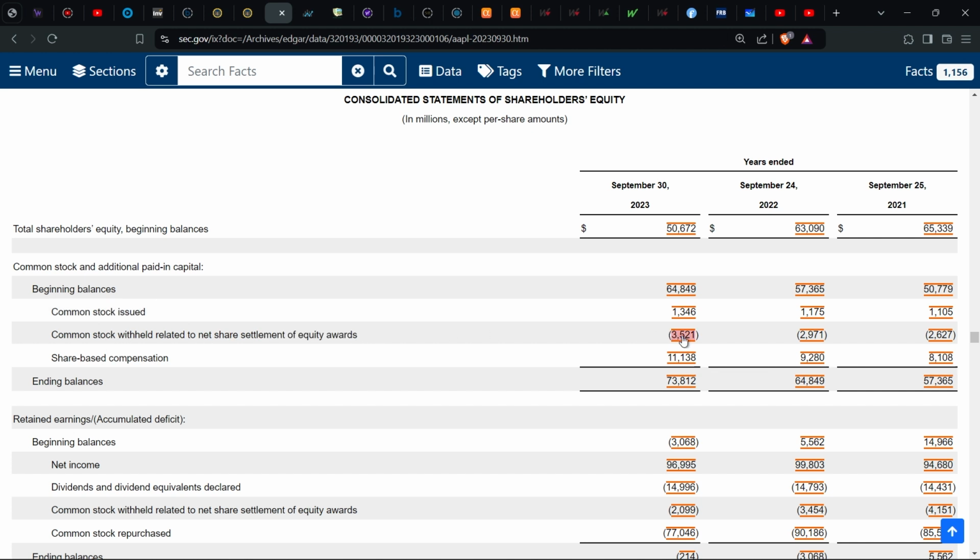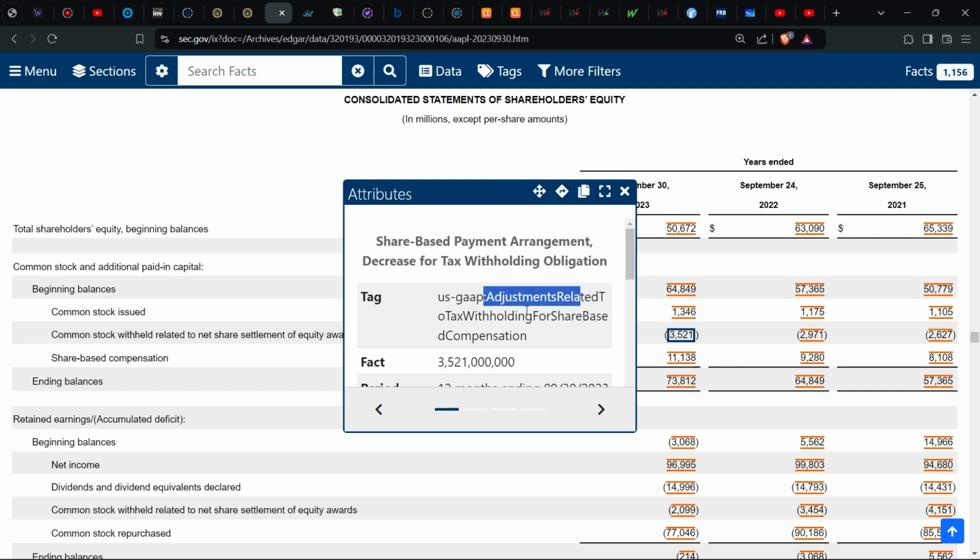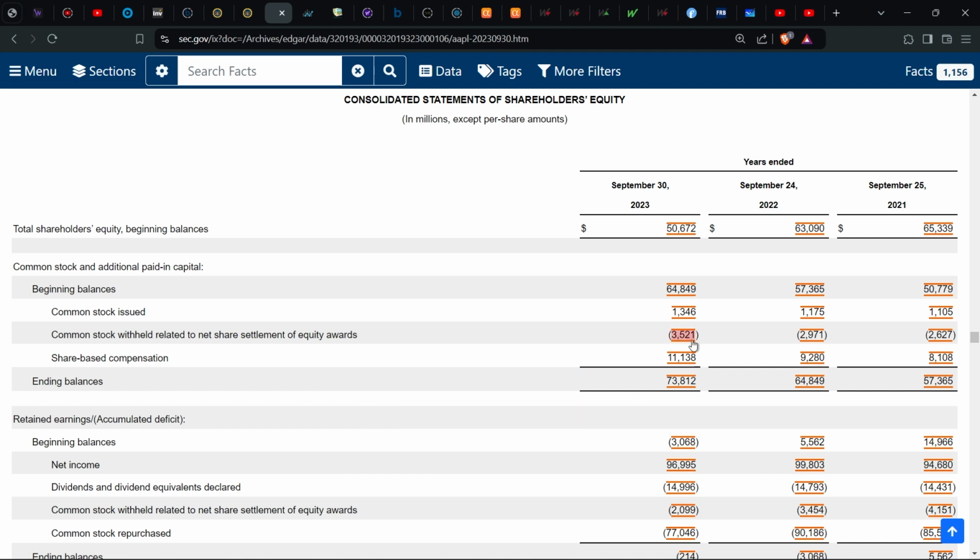Then common stock withheld related to net share settlement of equity awards. This is a tax. Common stock withheld, this is a tax. Let's click adjustments related to tax withholding for share-based compensation. That's the tag it has because this is a tax. And net share settlement of equity awards. There are companies that do pay out shares to their own employees as a compensation program, mostly to boost employee morale and to give them a say in the company's decisions.